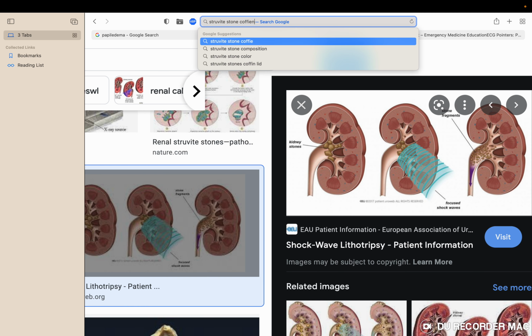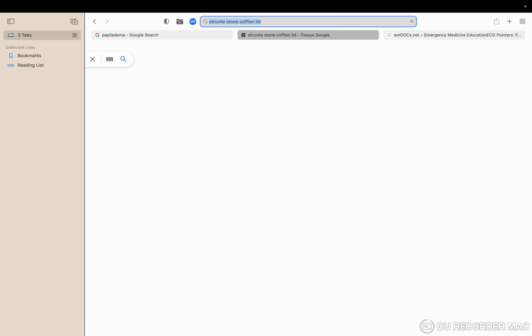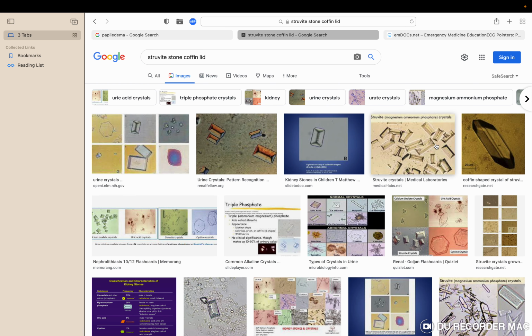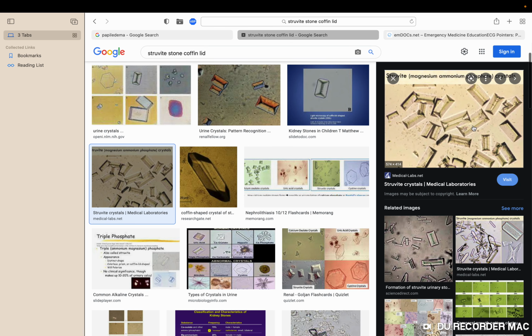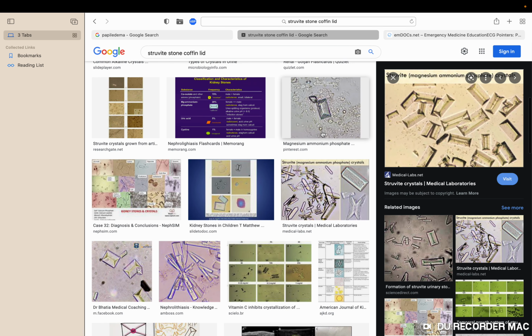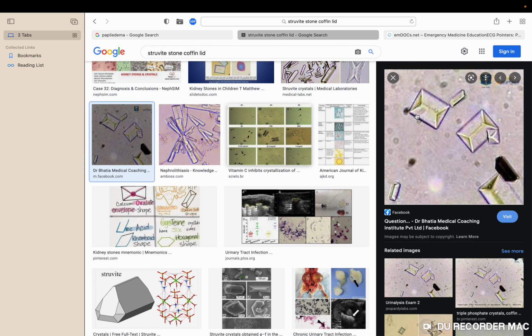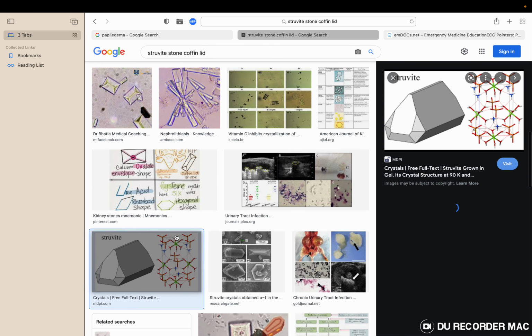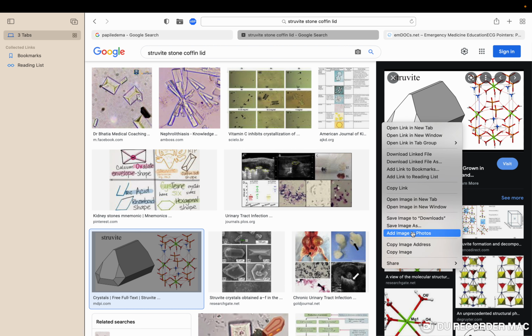So the coffin lid. The idea is that you take a look at the crystal, and the crystal looks like a coffin lid, as you can see. So this is the coffin lid stone. The moment you see it, what do you think about? You think about a struvite stone, as you can see here.